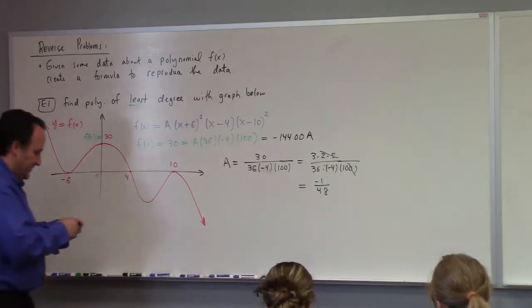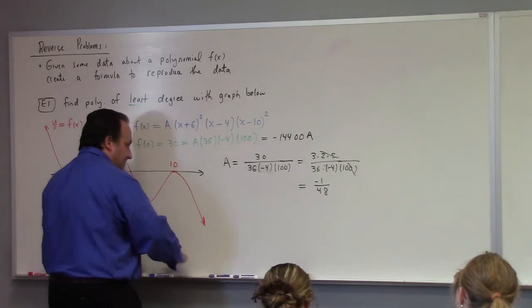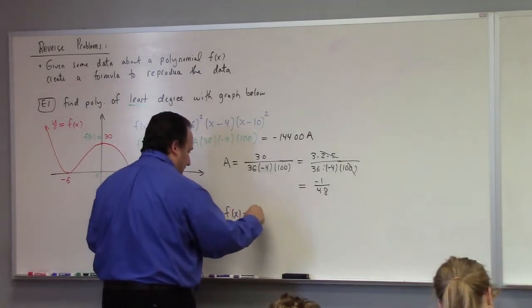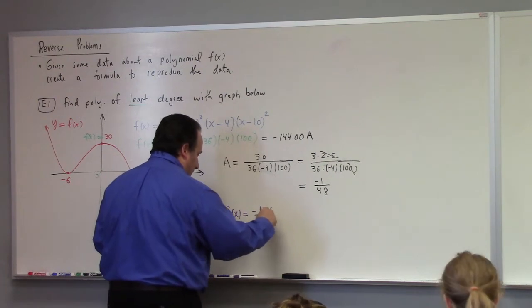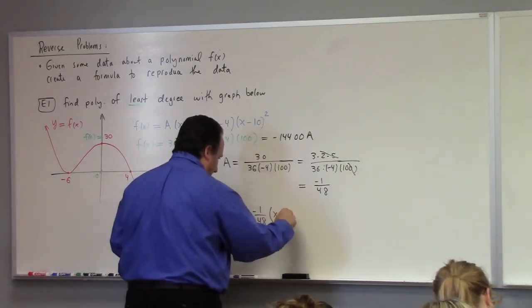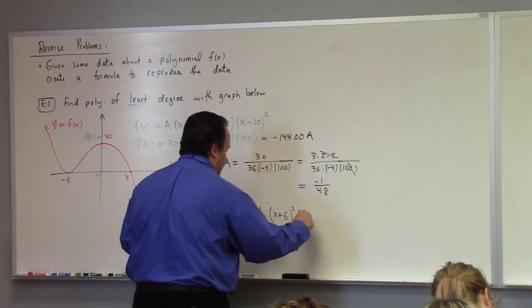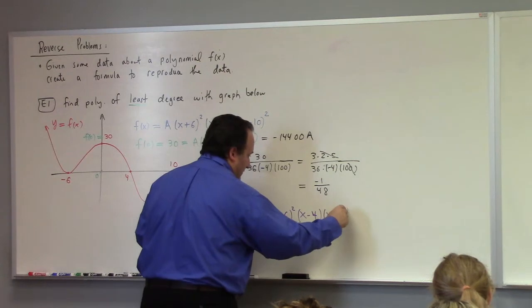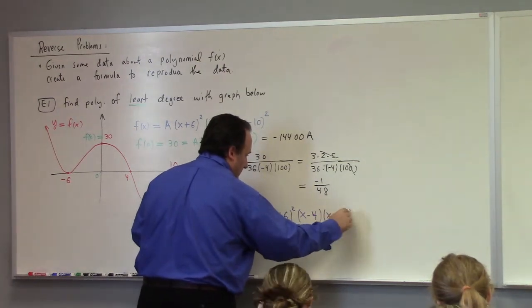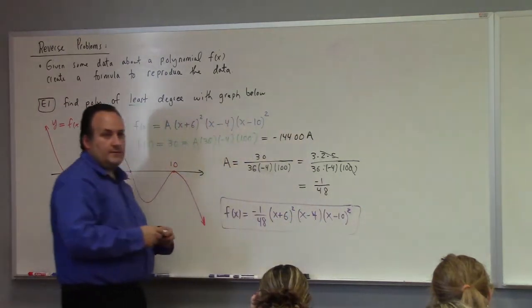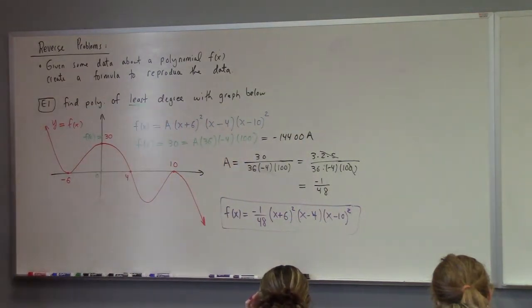Okay, so put all together. Answer is f of x equals minus 1 over 48 times x plus 6 quantity squared times x minus 4 times x minus 10 squared. Does that make sense? Let's see if we can do a different one.